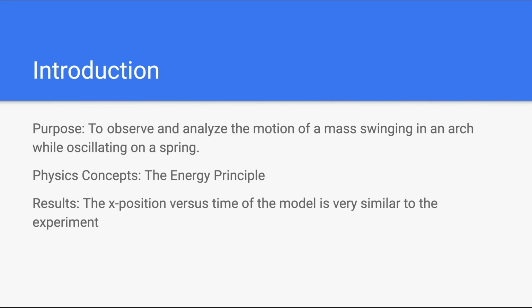Caroline Zer, and this is my lab 4 for Physics 2211. The purpose of this lab was to observe and analyze the motion of a mass swinging in an arc while oscillating on a spring. The key physics concept that we used was the energy principle, and the results were that the x position versus time of the model is very similar to the experimental results that we observed.